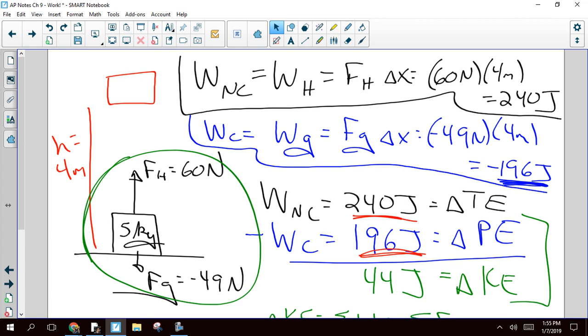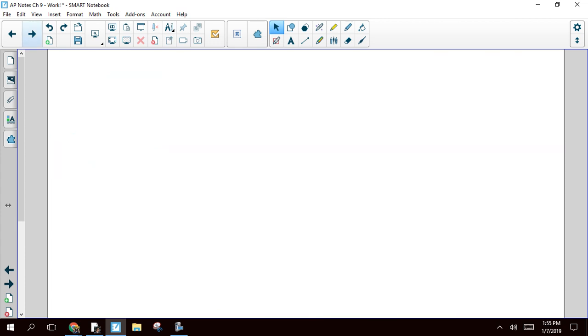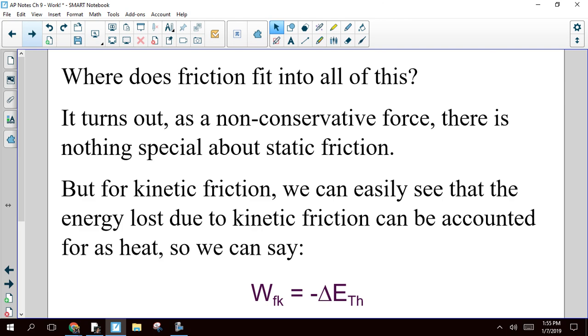All right, now, before I go any further, I got to answer one other question, which is apparently on the next screen. Where does friction fit in all of this? Right, so remember, we know friction is a non-conservative force, right? And to be honest, there's really nothing special about static friction, because when static friction occurs, your object isn't sort of sliding, right? So static friction is just another non-conservative force.